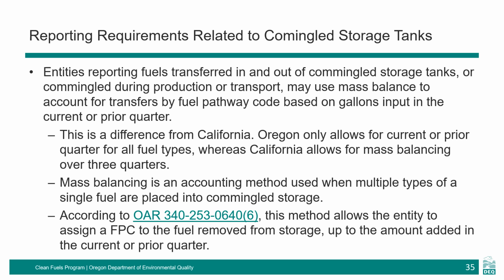When fuels are transferred into and out of commingled storage tanks, entities may use mass balance accounting to allocate fuel pathway codes. This method allows the assignment of fuel pathway code based on the volume of fuel input into the tank during the current or prior quarter. Unlike California, which allows mass balancing over 3 quarters, Oregon only allows it for the current or previous quarter. This method is essential for reporting when multiple fuel types are stored together.